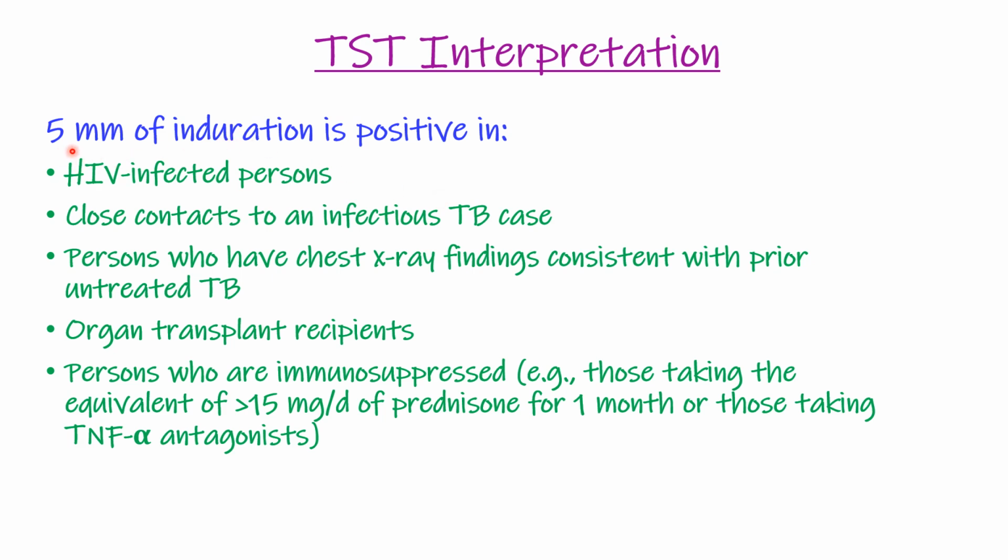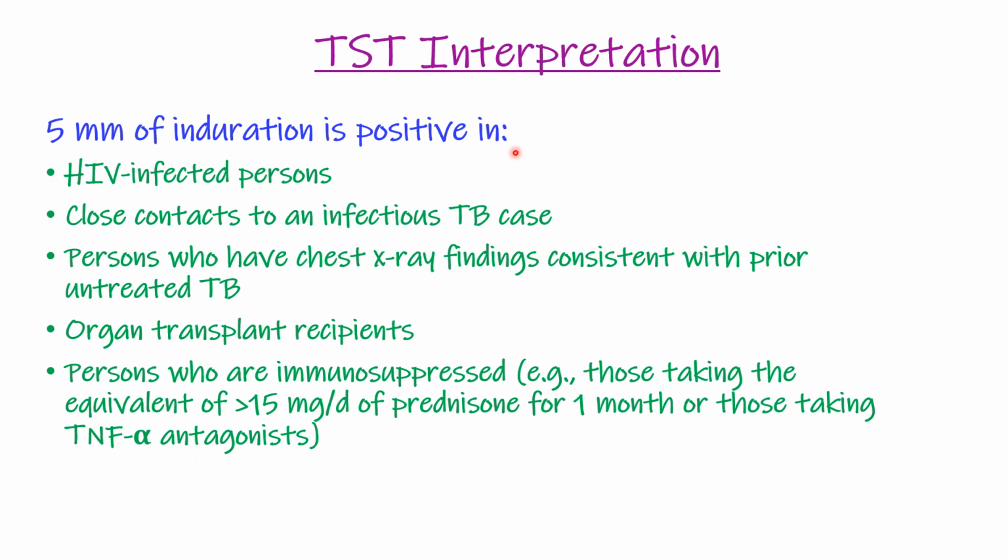So 5 mm of induration is positive in the following patients: patients who are HIV infected, patients who are in close contact with an infectious TB case, patients who have a chest X-ray finding consistent with prior untreated TB, and patients who are organ transplant recipients. Patients with organ transplants are on immunosuppressive medications to avoid rejection of the organs. Also included are other immunosuppressed patients, such as those on prednisolone and those taking TNF alpha antagonists.